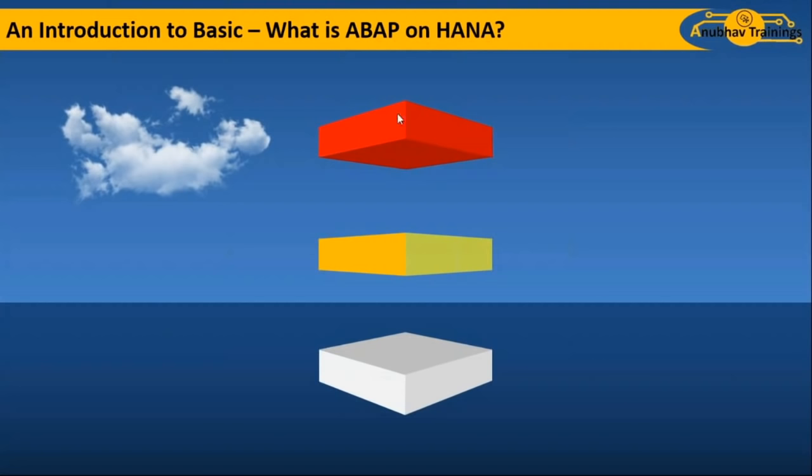So let's understand the three-tier architecture. We are all well aware of the presentation layer, application layer, and the database layer. Over the past couple of years, SAP has introduced a new in-memory database called SAP HANA, which stands for High Performance Analytic Appliance. This is an in-memory database which keeps all the data in the RAM.